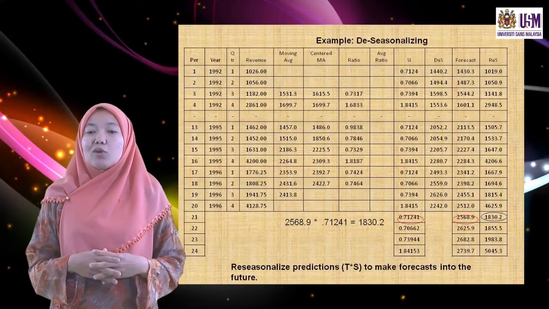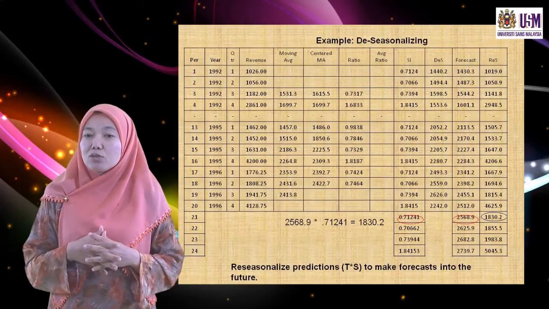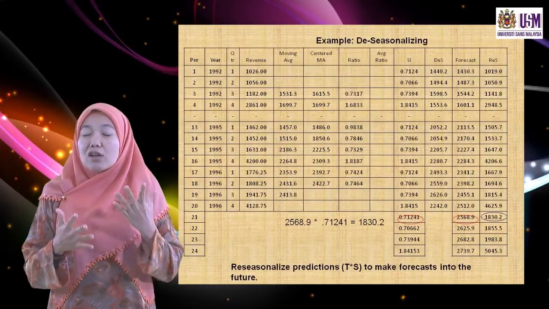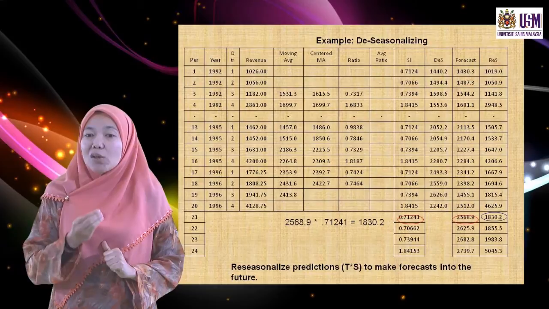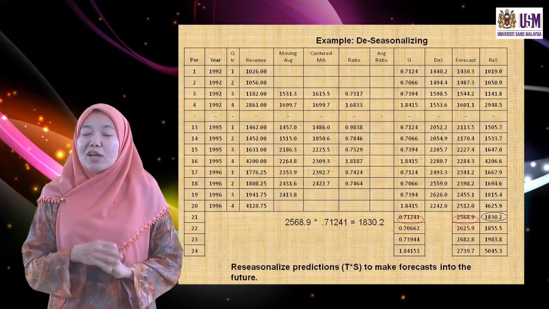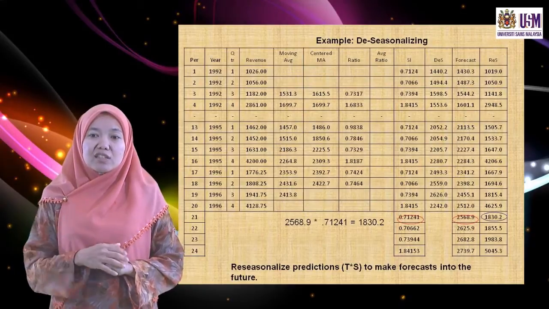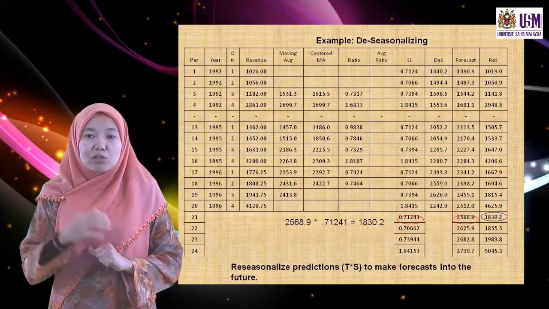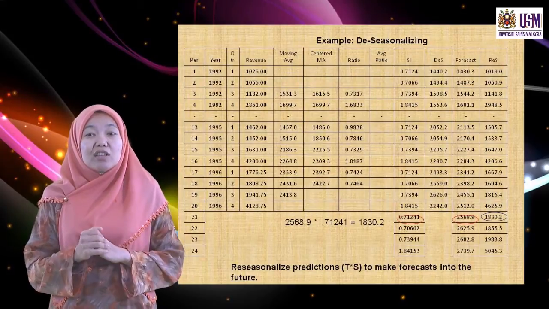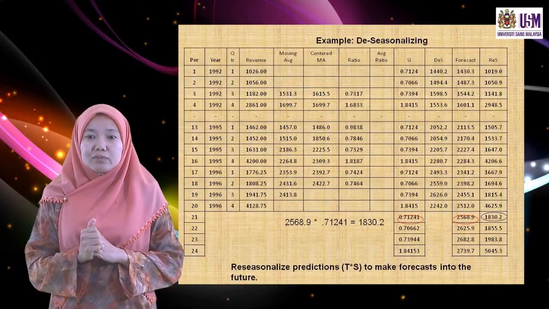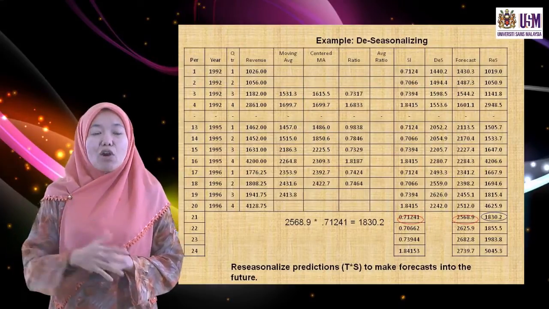For the first quarter of 1997, that is period 21, you get 2568.9 multiplied with the seasonal index of 0.724. What you get is the re-seasonalized value. Taking into account the effect of season, the value is actually much lower. The forecast value now becomes 1830.2. You do the same thing for the second, the third, and the fourth quarter.